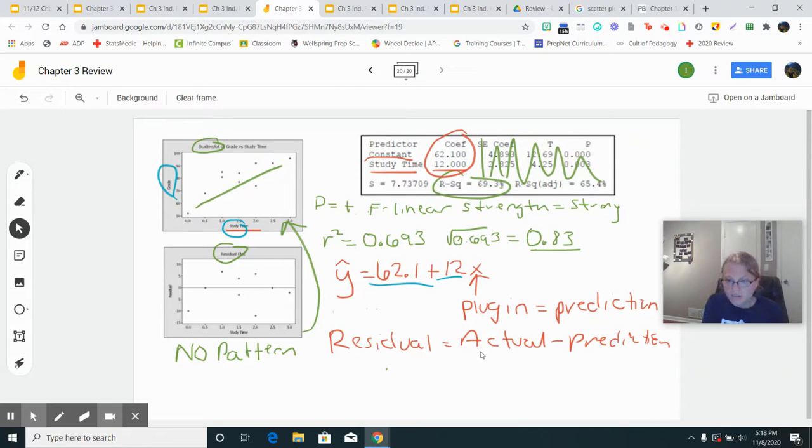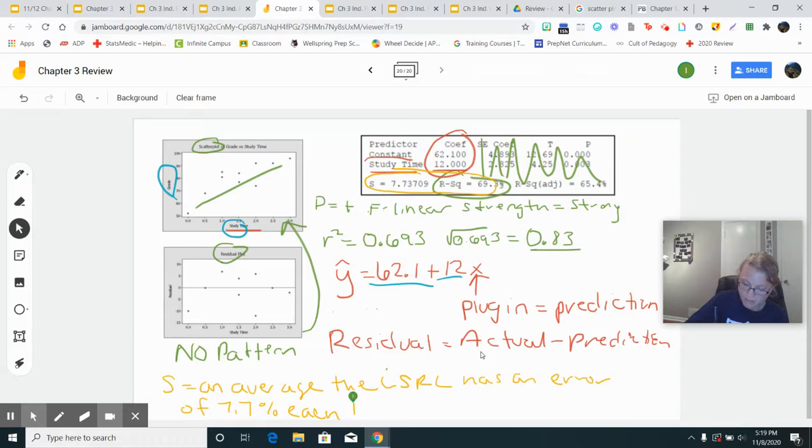If I wanted to further look at how good this line was doing, what would I look at? Well, to decide if my line is doing a good job, I can see how well it's making predictions. So that's these 2 values. So for the S, I would say, on average, the least squares regression line has an error of 7.7% each time it predicts. So every time I make a prediction, I'm off by 7.7% in terms of the grade I would have based on my study time.